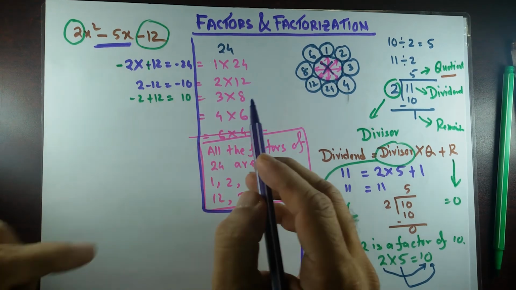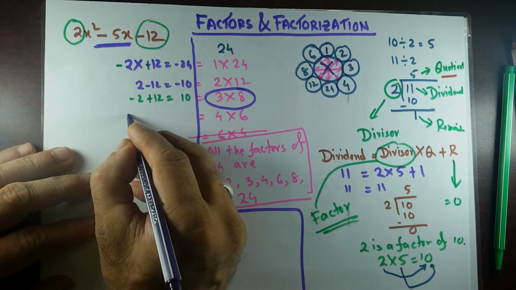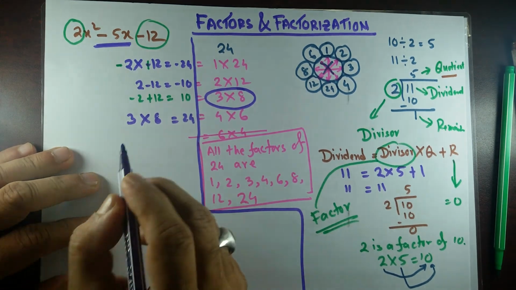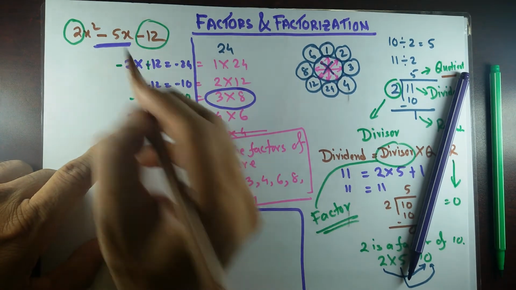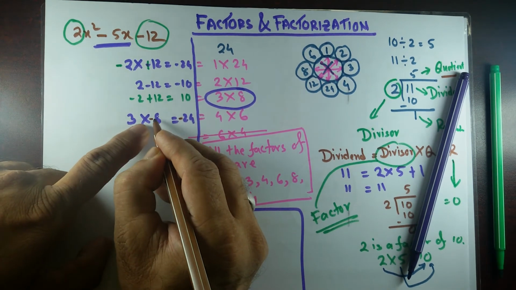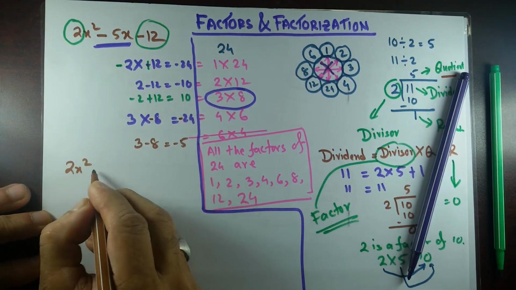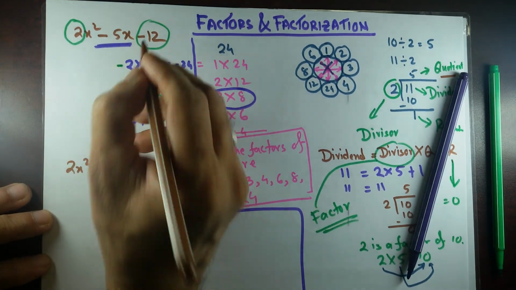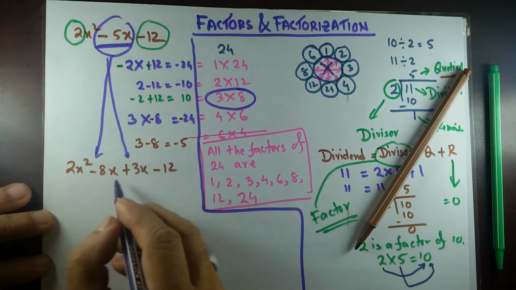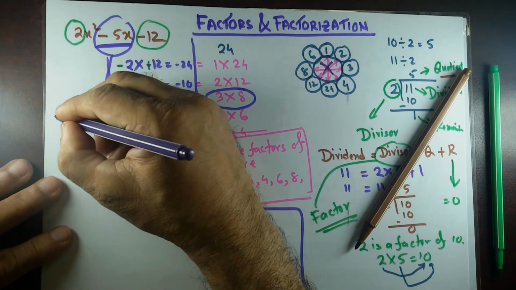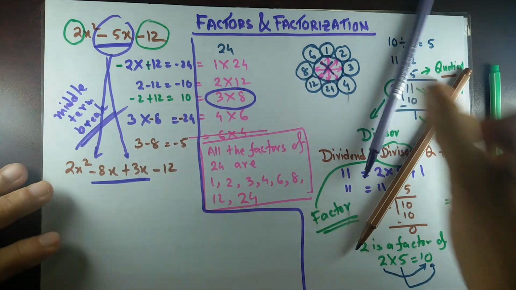If I look over here, the difference of these two, 3 and 8, is 5. So 3 times 8 equals 24. We know that. But since it's negative, I need a negative factor. Since this is minus 5, I'm going to give the negative sign to the bigger one. So 3 minus 8 is minus 5. Now watch. 2x squared minus 8x plus 3x minus 12. This middle term, I break into two different terms. Therefore, it's known as the middle term break method.